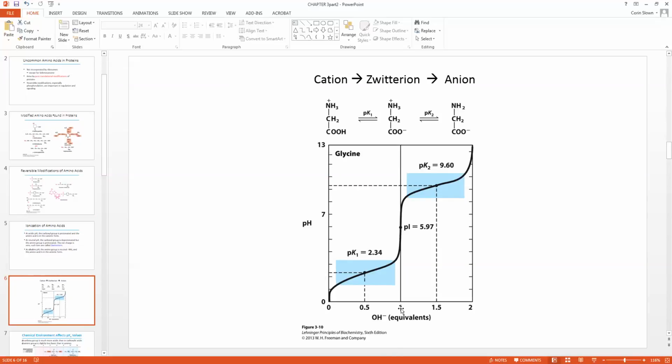And that requires one full equivalent of base in order to do so, because I have to completely deprotonate this proton. Now, if I were to continue adding base, if I were to go all the way out to 2 equivalents of base, I would cross through my second pK. This is 9.6. At this point, I would be deprotonating this hydrogen. So it becomes the amino group, and now my overall charge is a net negative. You need to be comfortable drawing both the molecules themselves and labeling their respective pKs, as well as their isoelectric point, on a graph that looks like this.